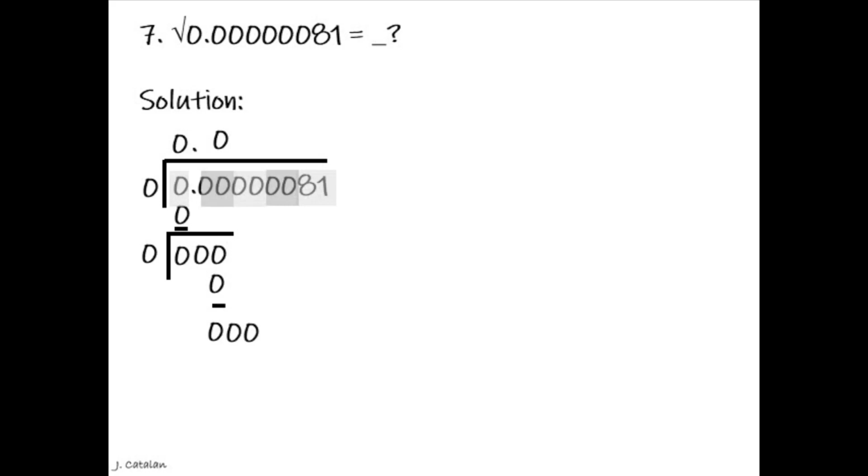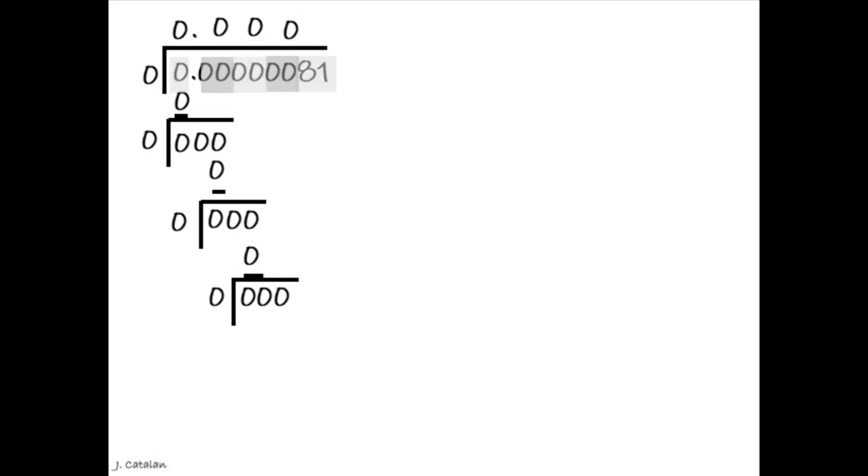Bring down 0. 0 divided by 0, the quotient is 0. 0 multiplied by 0, the product is 0. 0 subtracted by 0, the difference is 0. Bring down 0. 0 divided by 0, the quotient is 0. 0 multiplied by 0, the product is 0. 0 subtracted by 0, the difference is 0.